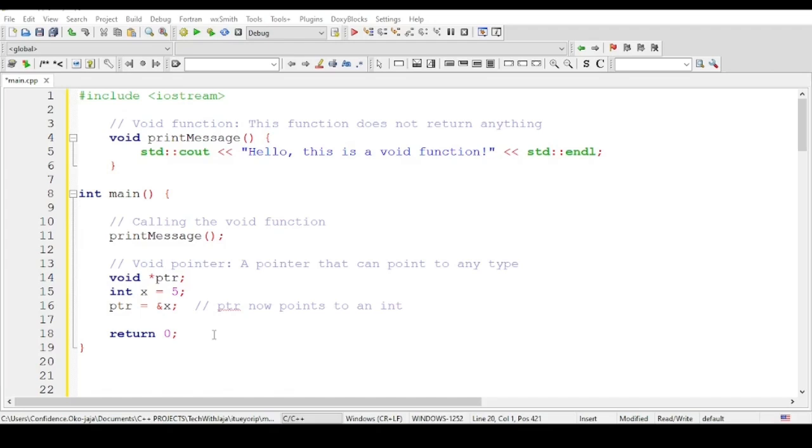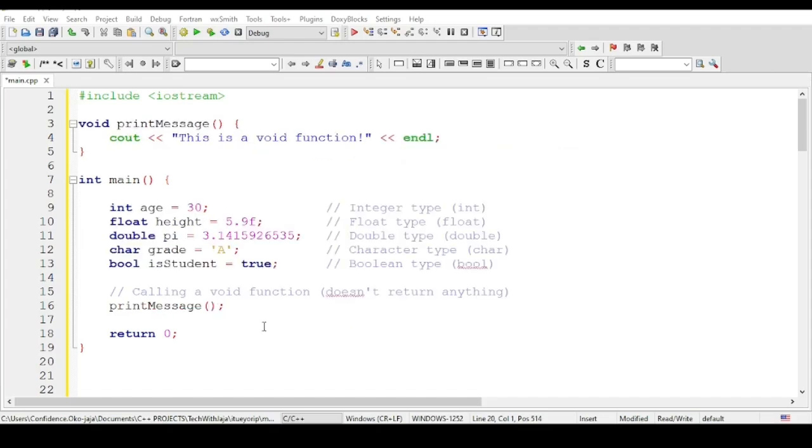In the example on the screen, the function printMessage doesn't return anything. It simply prints a message to the screen. The return type is void because there is no value that the function needs to send back to the caller. By the way, functions and pointers are some concepts that we'll talk about in later videos in this series. Void itself does not occupy memory because it represents nothing. However, void pointers typically occupy the same amount of memory as any other pointers in the system, which is about 4 to 8 bytes depending on the architecture of the system.